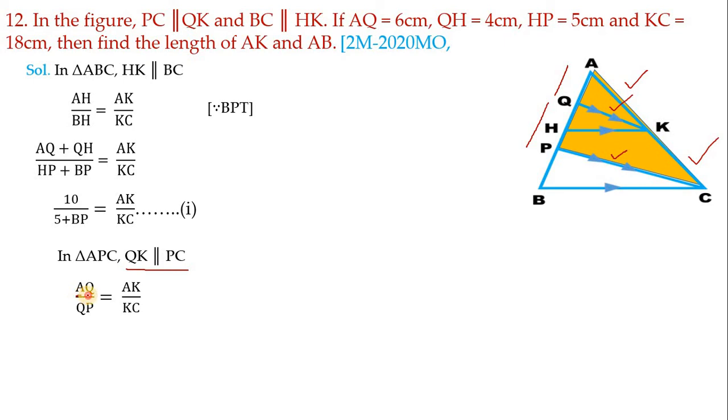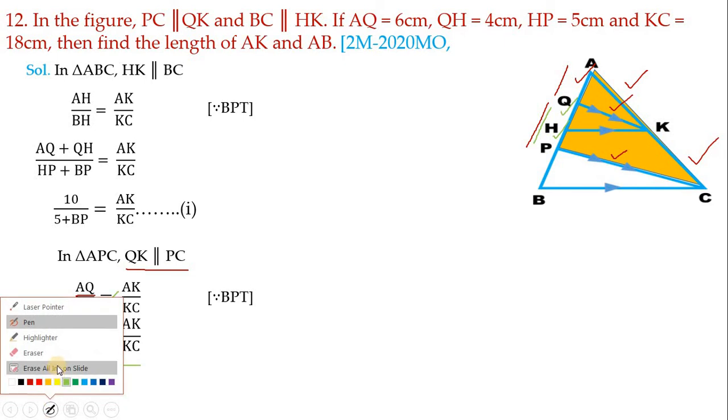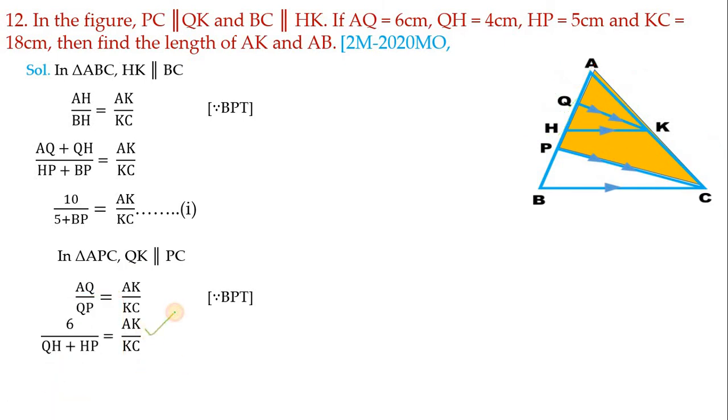And AQ, how can you write? Is it possible to write AQ? The AQ value is given, so we can directly substitute it, not a problem. But QP, look at here, this QP. QP I can write as QH plus HP. So this is the AQ value, 6 cm, and QP I can write as QH plus HP, and the right-hand side is as it is. Why did I say to keep the right-hand side AK by KC as it is? Because now the right-hand sides have become equal, so we can easily compare both the equations.